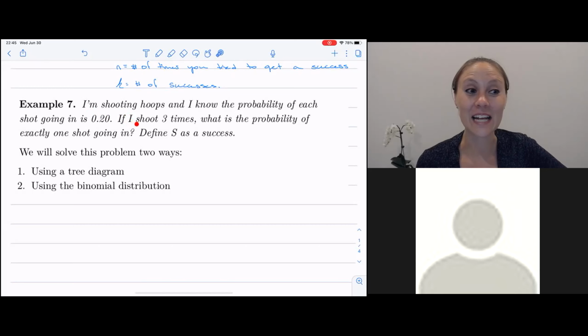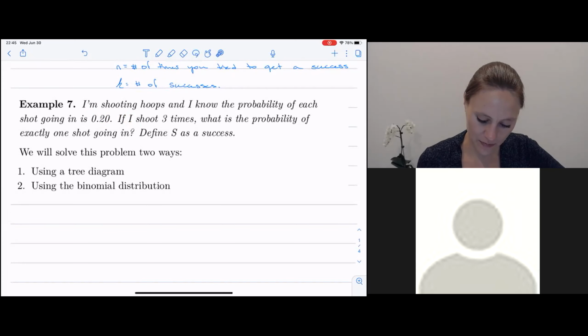I know the probability of each shot going in is 0.2. Probably a little bit lower for me, to be honest, but that's okay. If I shoot 3 times, what's the probability of exactly 1 shot going in? I'm going to define S only because I use S later as a success.